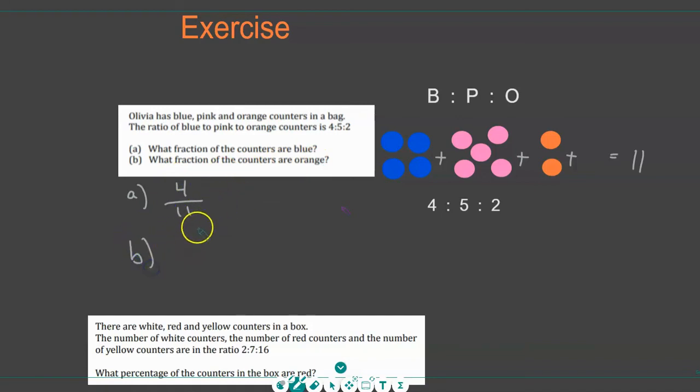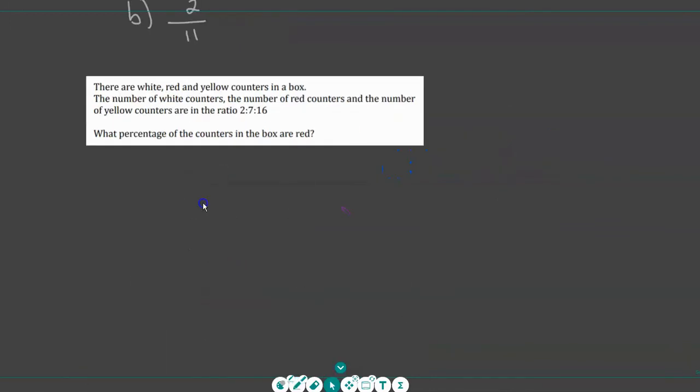For the second question, what fraction of the counters are orange? There are 2 orange counters out of 11, so 2 11ths. Now let's look at the second question. It says that there are white, red, and yellow counters in the box. The number of white counters, the number of red counters, and the number of yellow counters are in the ratio 2 to 7 to 16. The question is, what percentage of the counters in the box are red?